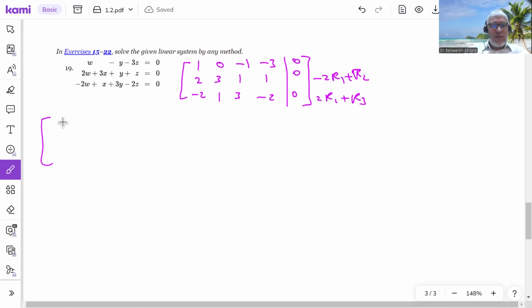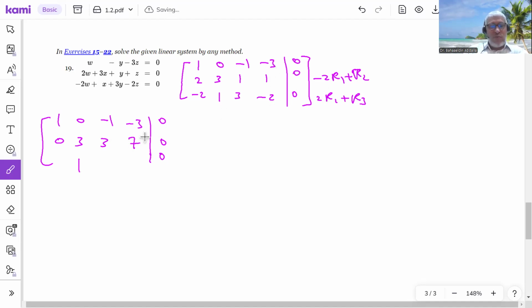The new matrix would be 1, 0, minus 1, minus 3. Of course, these zeros will not change at all. Always they will be zeros because if you multiply any zero by any number below it, add it to the number, the entry below it, it will not change. Okay, negative 2 plus 2, that's 0. I'm using R1 here, so 0 will not change, the 3 will not change, the 1. Okay, negative 2 times negative 1 is 2 plus 1, that's 3. Negative 2 times negative 3 is 6 plus 1, that's 7.